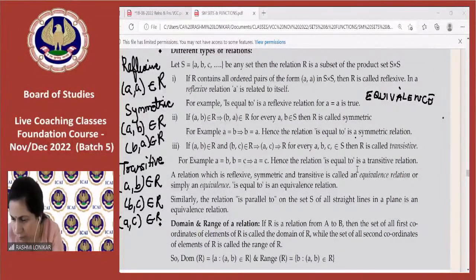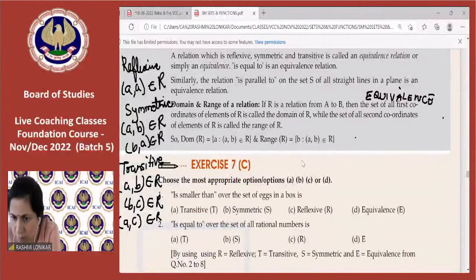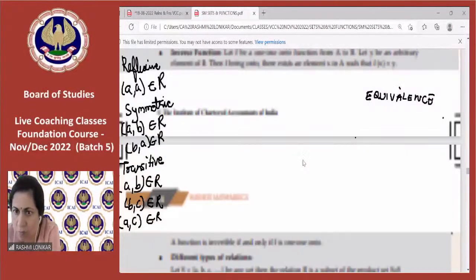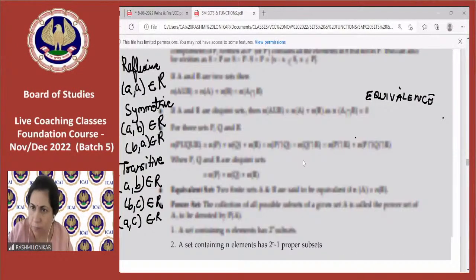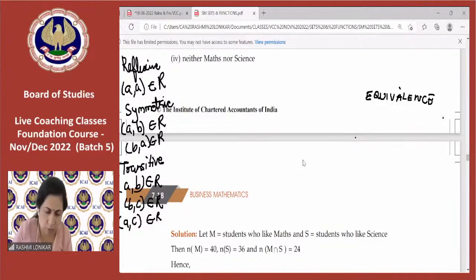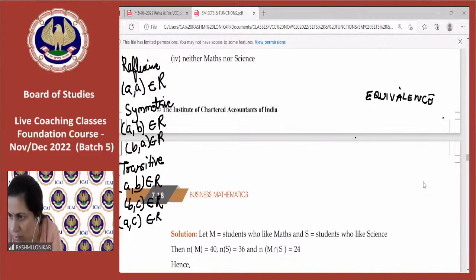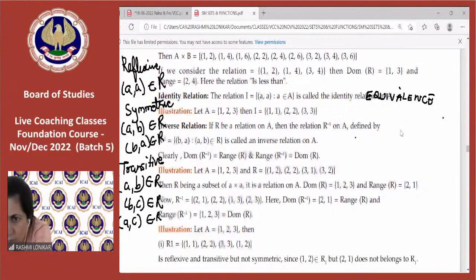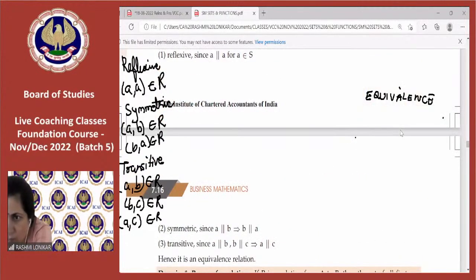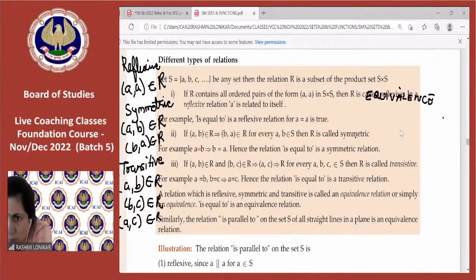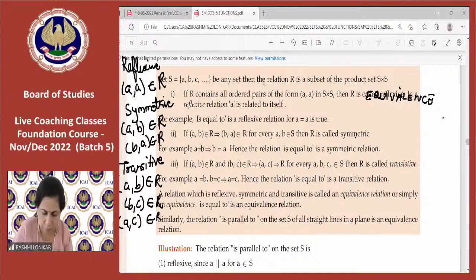Clear now? Okay. Yes, that is all for today. I think that is more than enough. Anything else? Let me check. Anything remaining? No.